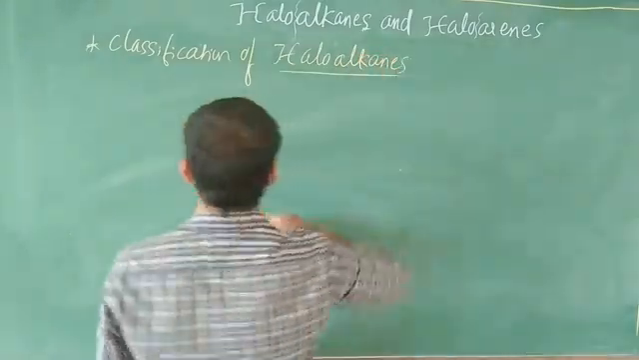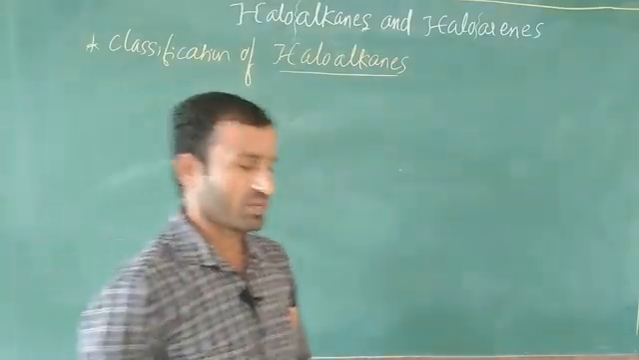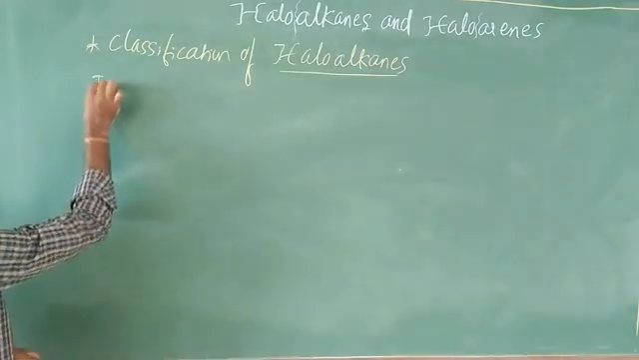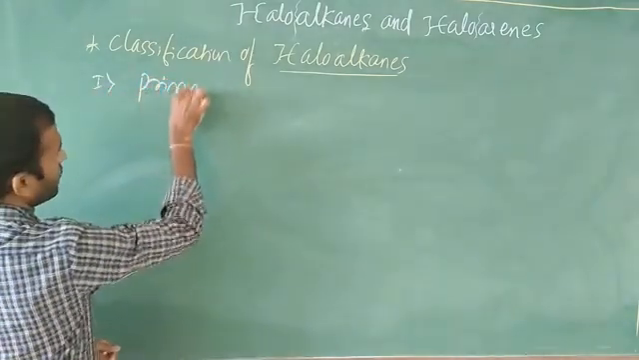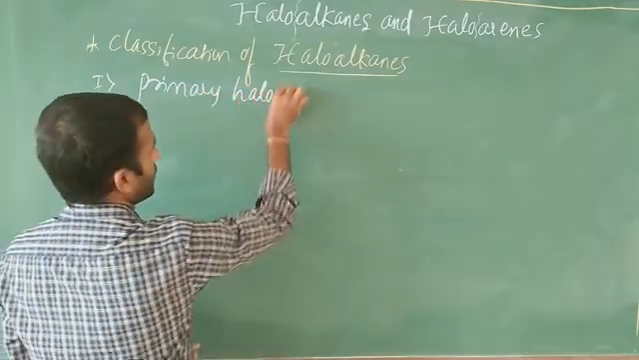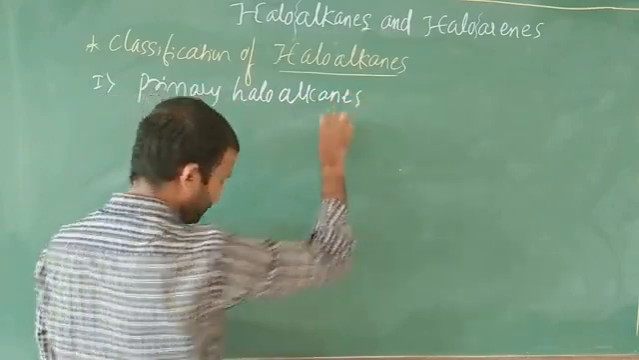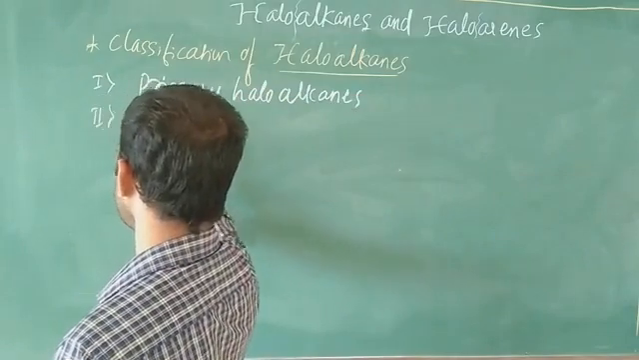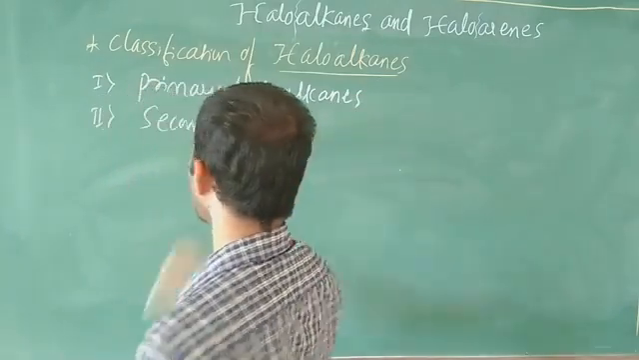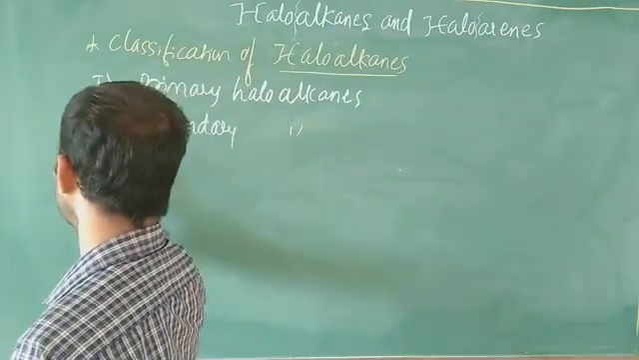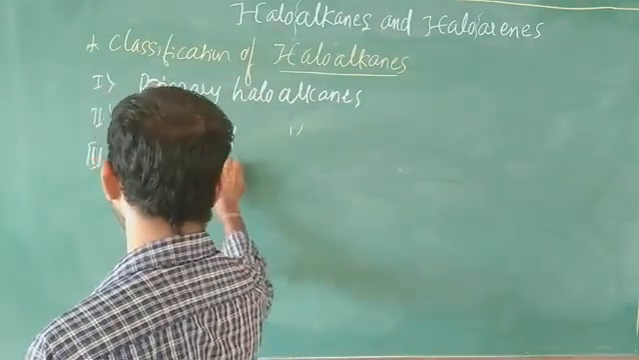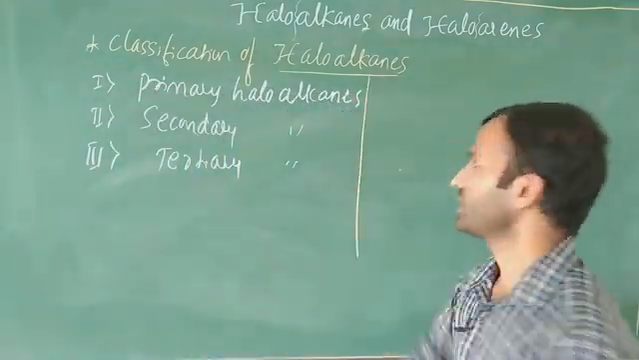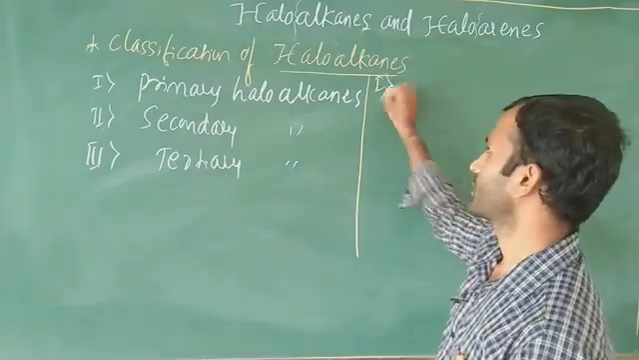Haloalkanes are classified on the basis of the carbon to which the halogen atom is attached. First, primary haloalkanes. Next, the second one is secondary haloalkanes. Next, the third one is tertiary haloalkanes. Just see here, first in this case, primary haloalkanes.